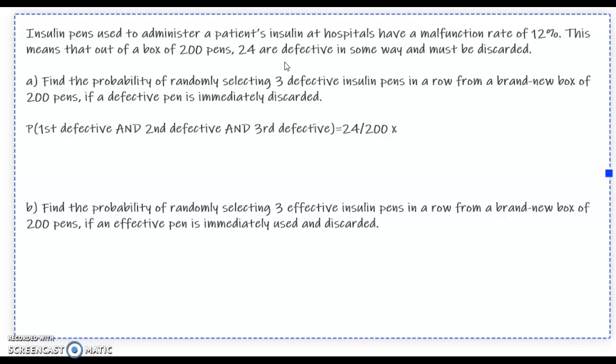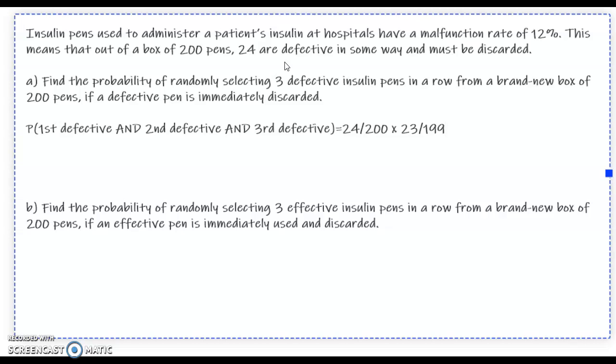Times. Let's suppose that the first pen was defective and you've taken it out and thrown that one defective pen away. Now I want to find the probability of drawing a second pen and it too being defective. Here's the key. You don't have 200 pens anymore. You threw one away, so you only have 199. And you no longer have 24 defective pens because you took one and threw it away. So you only have 23 defective pens. So the probability of pulling a second defective pen is actually 23 out of 199.